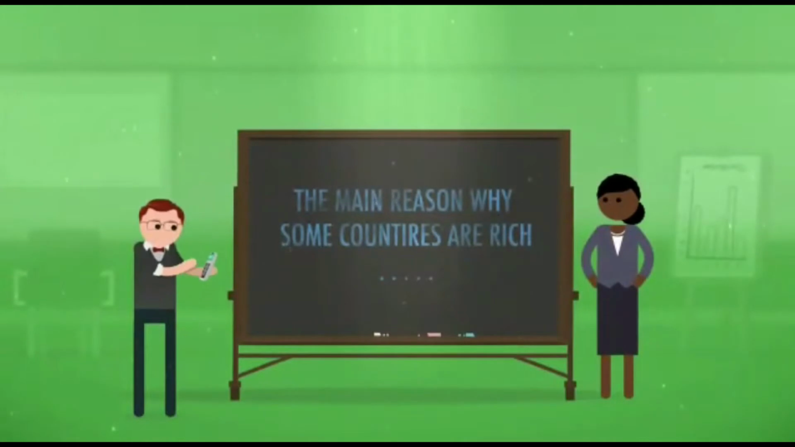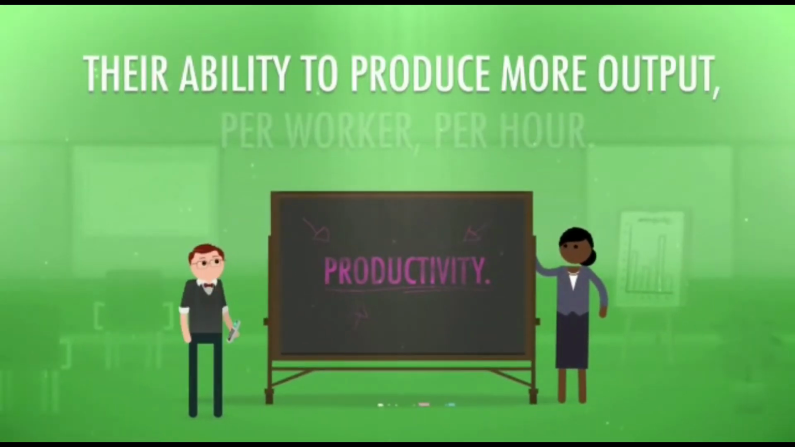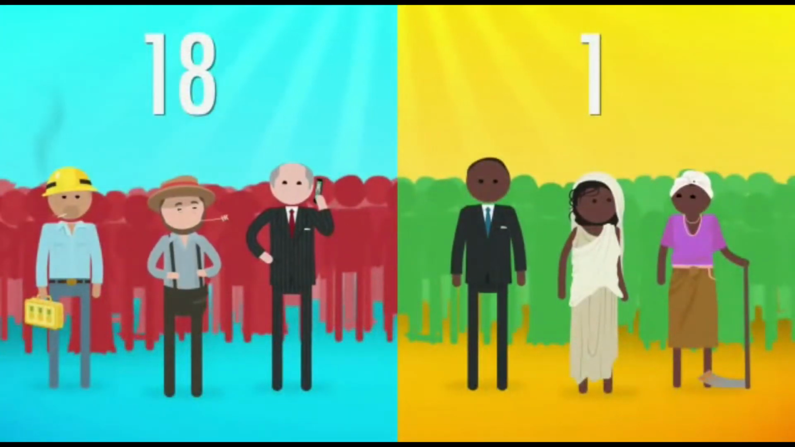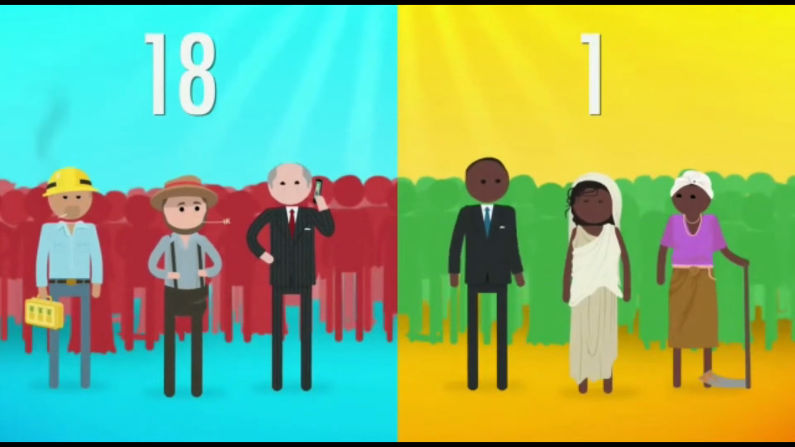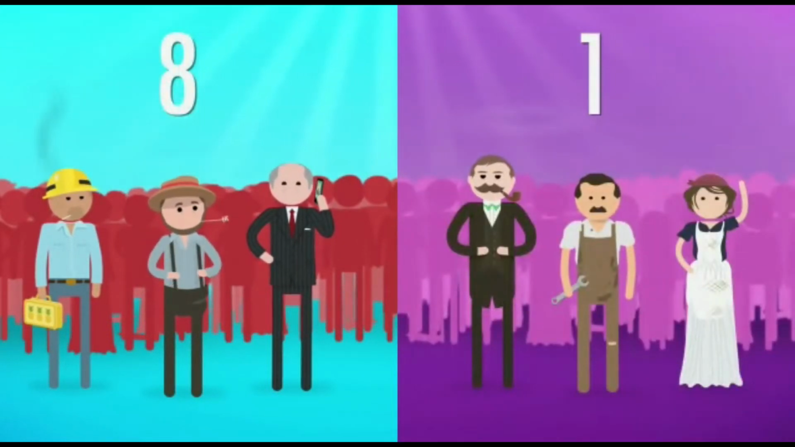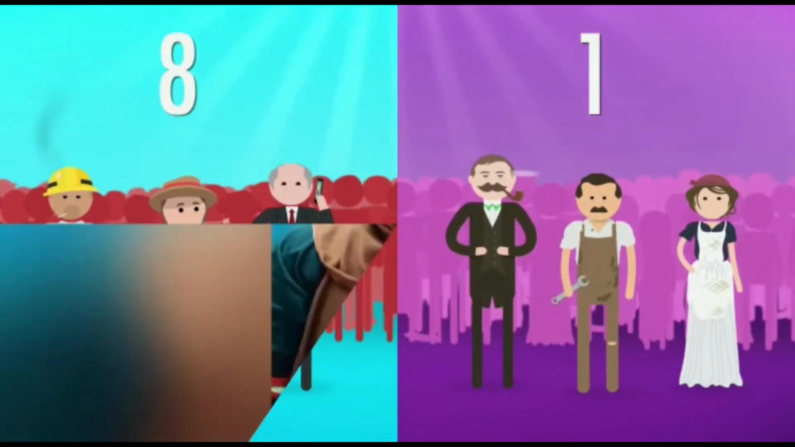Economists argue the main reason some countries are rich is because of their productivity, their ability to produce more output per worker per hour. US workers altogether earn 18 times more per hour than Bangladeshi workers because they're able to produce 18 times more output per hour. US workers today earn 8 times more per hour than US workers 100 years ago because they produce 8 times more output.